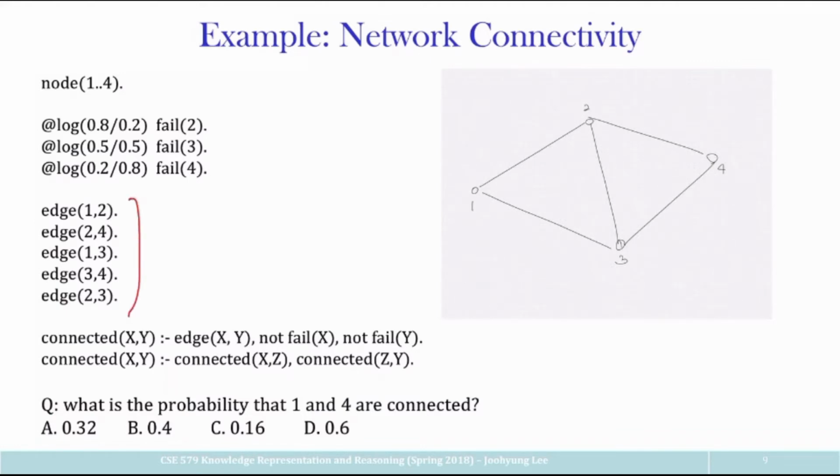Now how do we represent connectivity? Same as before, x and y are connected if there's an edge between them, but now we want to say this if each of the nodes is not failing. If each of the nodes does not fail, then these nodes are connected. And of course x and y are connected by transitive closure, if x is connected to z and z is connected to y. So let's think about it. According to this description, we are going to actually run the system to check this, but what is the probability of node 1 and 2 to be connected?